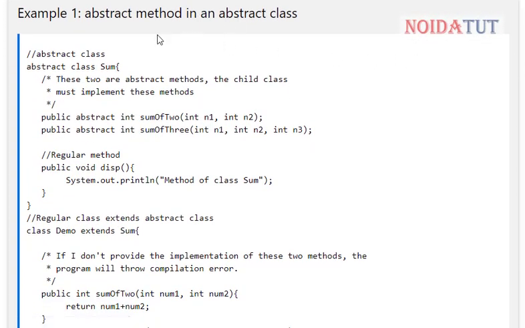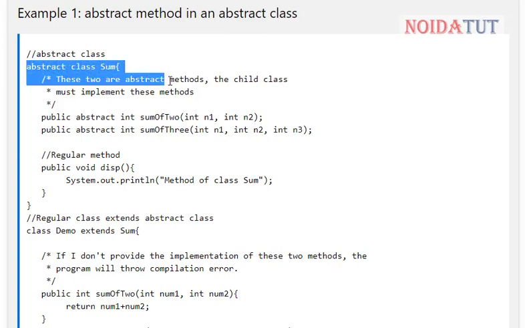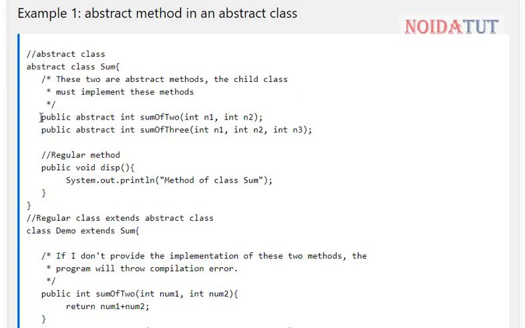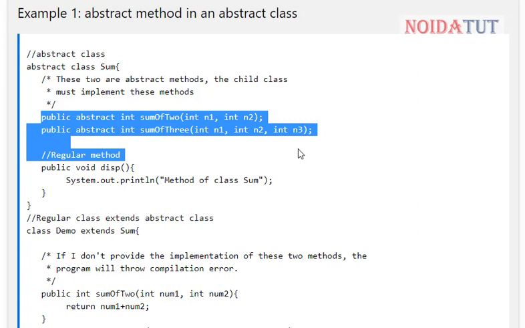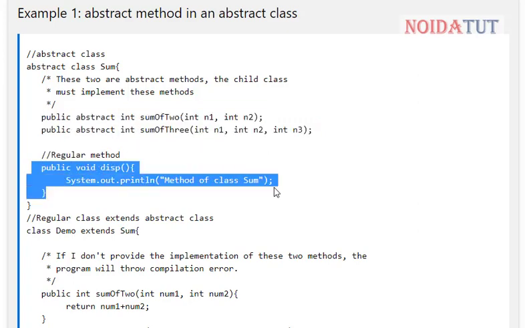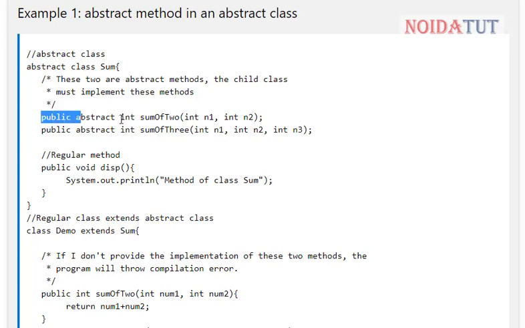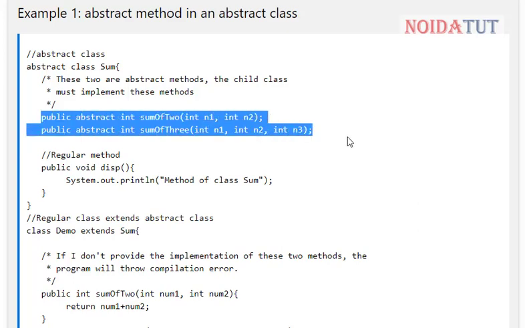Abstract methods in abstract class. You can see that this is an abstract class and this is an abstract method. This is a regular method and there is no abstract keyword, so it has a definition. These two abstract methods don't have a definition. They are just the declaration.